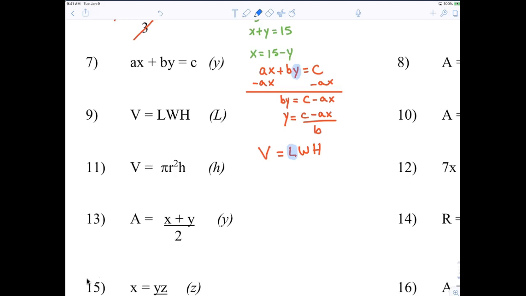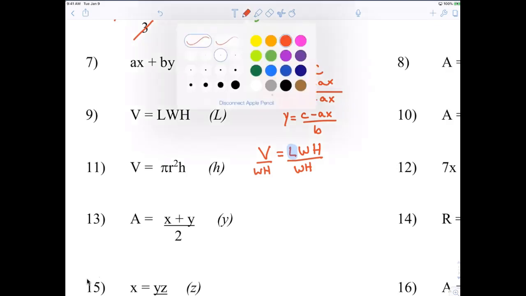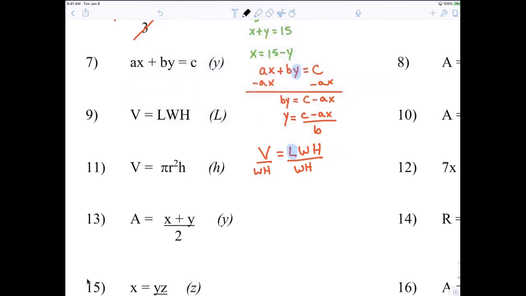Relax, remember? Think about it. All right. Again, she's correct. Dividing by WH. Now, why are we dividing by WH? Because what happens to the WH on the right side? It cancels out. That's exactly right. H's cancel, W's cancel, so we're left with L equals the volume divided by the width times the height. That's what I'm trying to tell you.